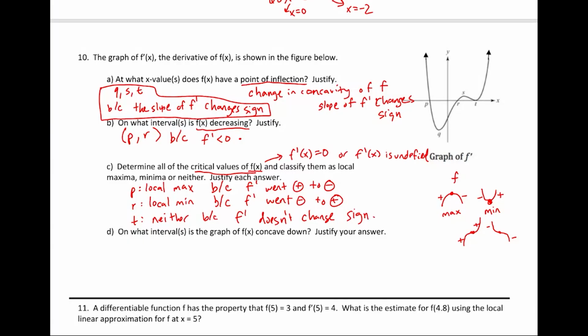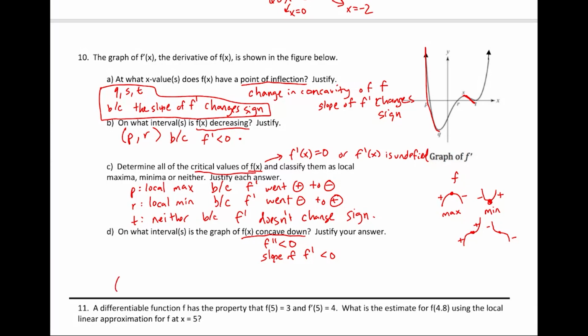And at part D, it says on what intervals is the graph concave down? So the graph is going to be concave down anytime the second derivative is negative, meaning the slope of f prime needs to be negative. So if we're looking at this graph, we can see we've got an interval from negative infinity to q, and also from s to t. Both of these intervals have f prime with a negative slope, so you can say that f double prime is negative, therefore it's concave down.